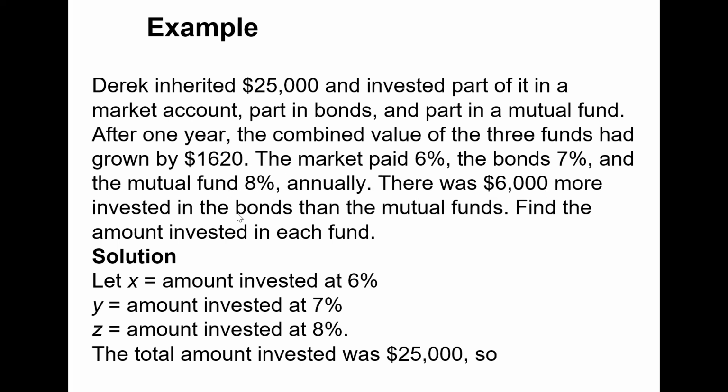There was 6,000 more invested in the bonds than the mutual funds, so that's going to be kind of our one extra equation that we can add. And what we want to do is say, okay, let's let X be the amount invested at 6%, Y at 7%, and Z at 8%. And so that's what they've done here, and that's how they've written it. And the total invested was 25,000. So that means X plus Y plus Z is going to be 25,000.